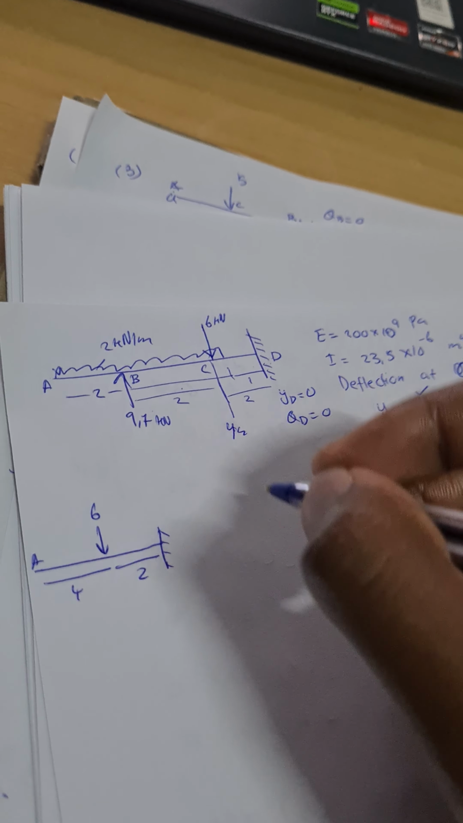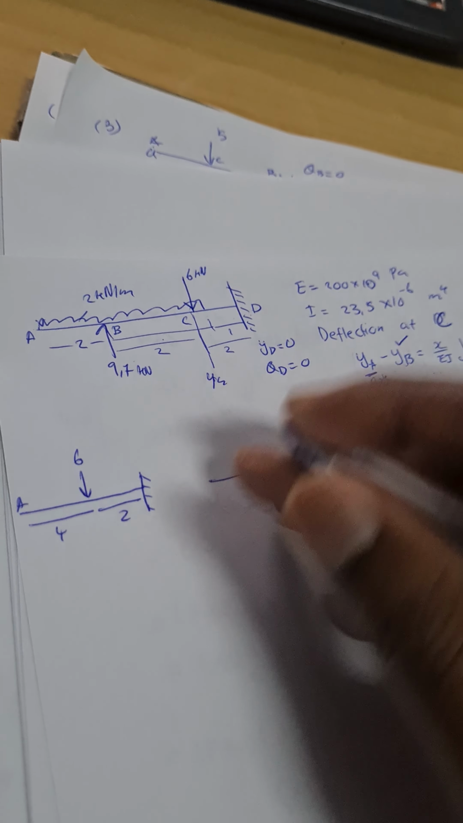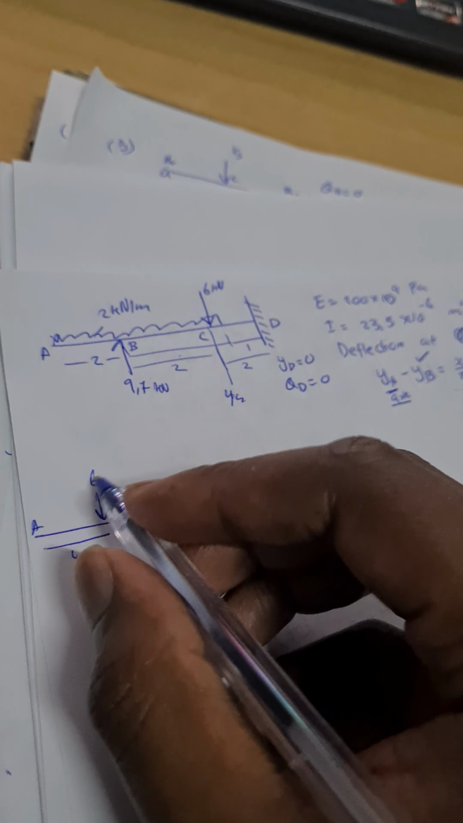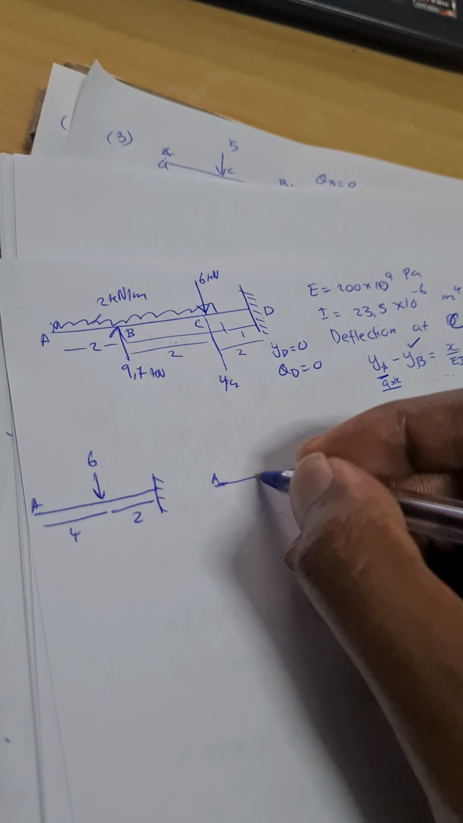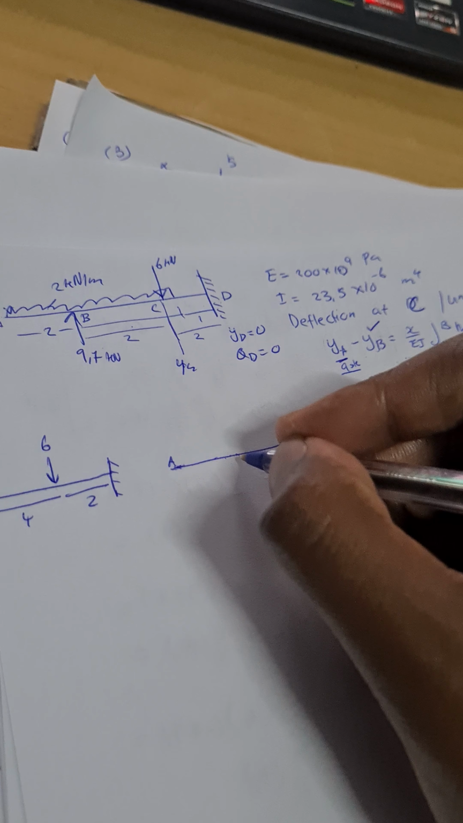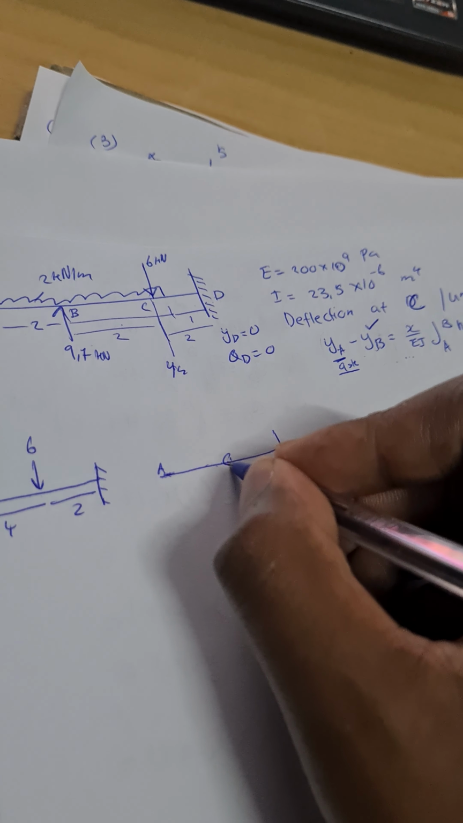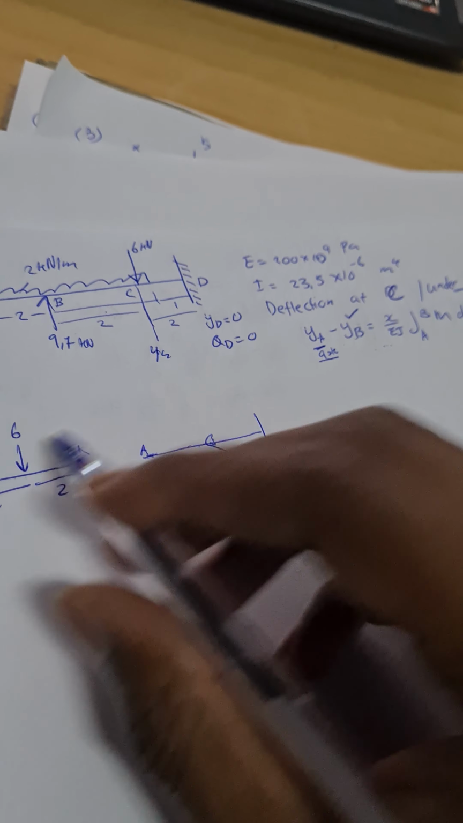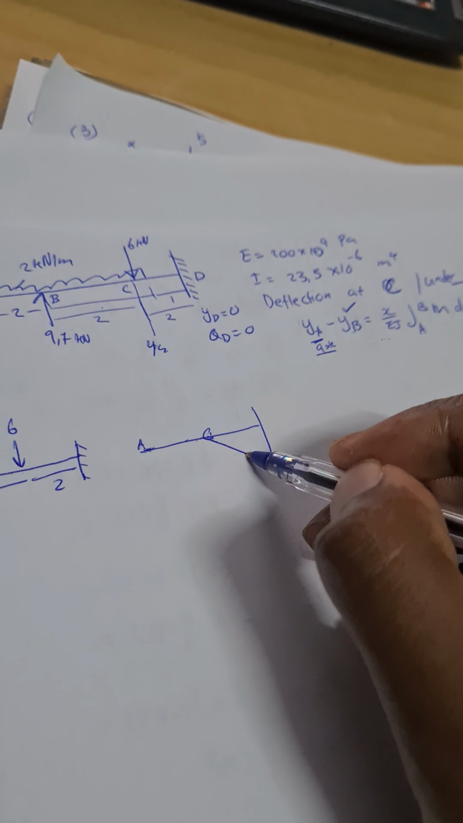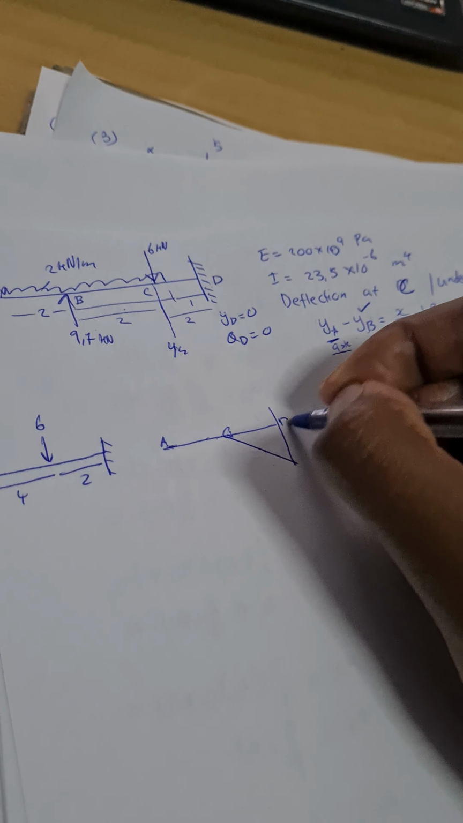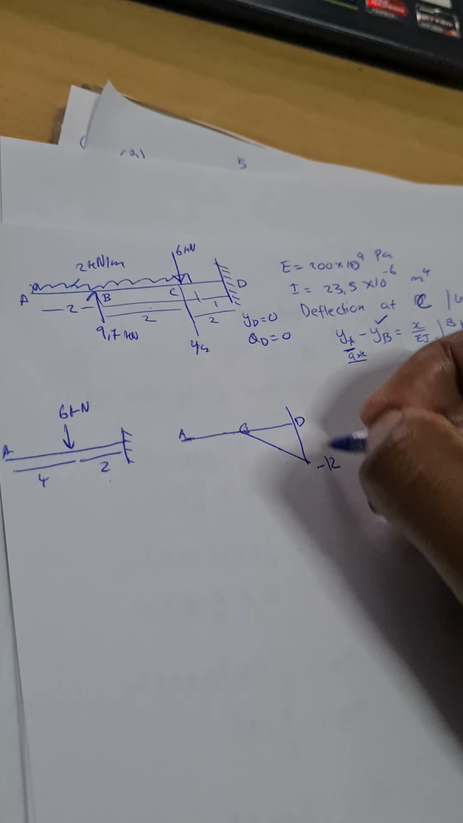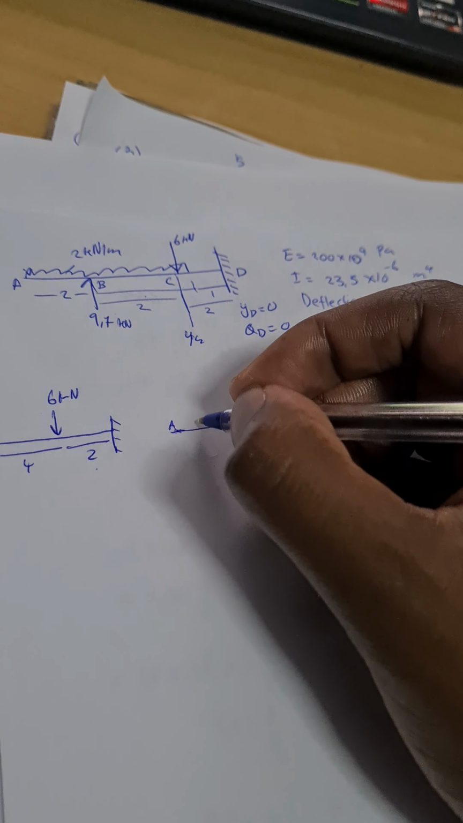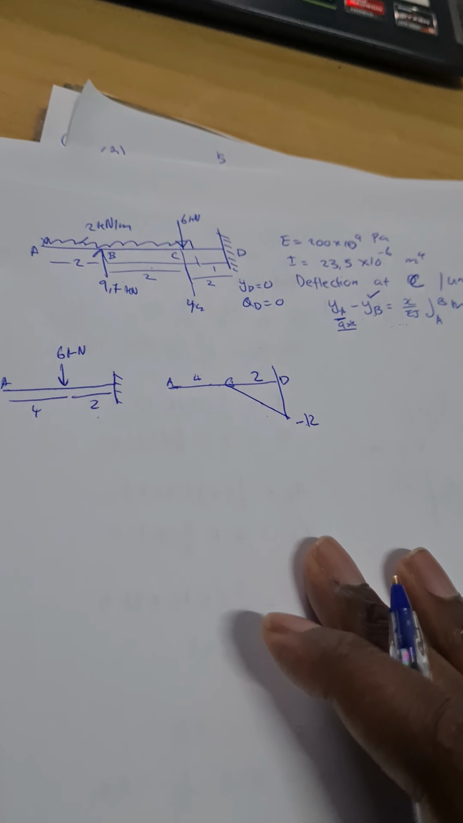Then again we draw a bending moment diagram. We have something like this. You draw 0 up until C. The moment at C is 0, then the moment increases somewhere here, and the moment at D is what? 6 times 2, so it's going to be minus 12. Remember, 6 is going down. So this is minus 12. This distance here is 2, and this is 4, right?